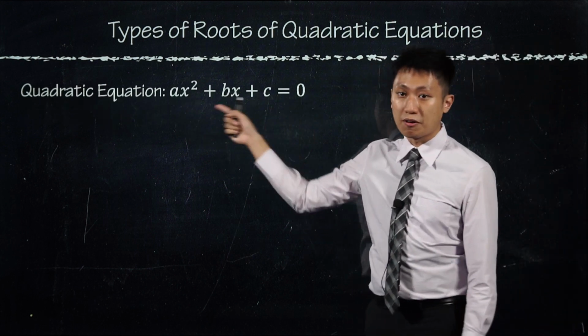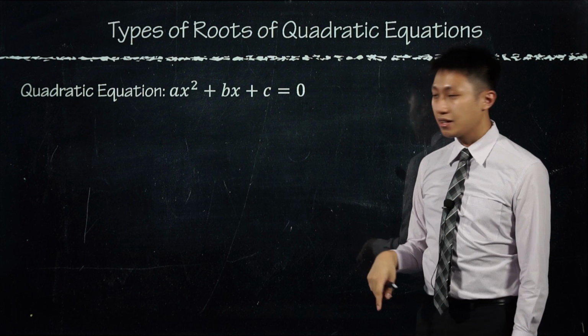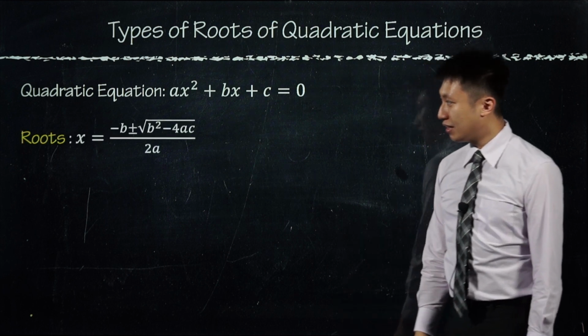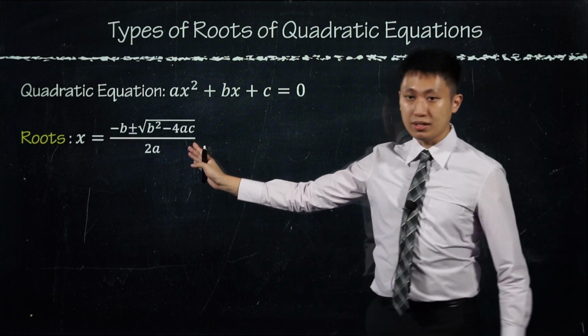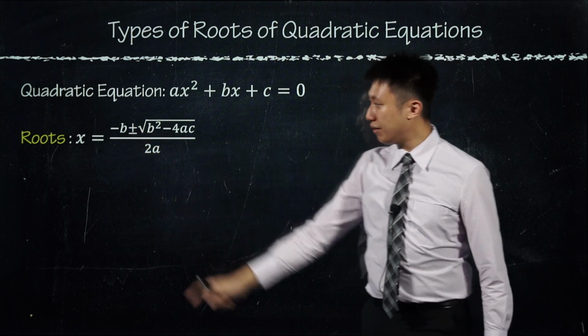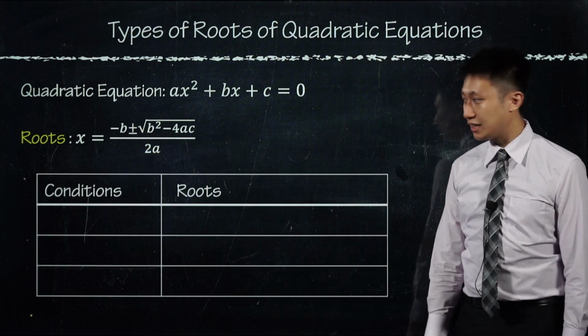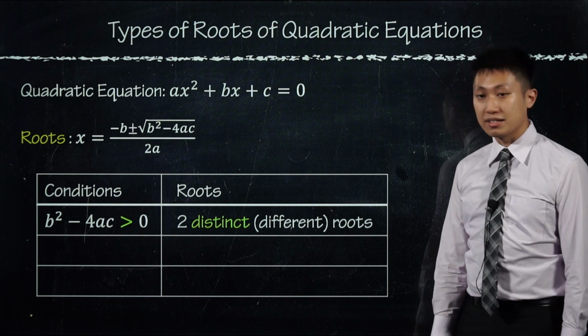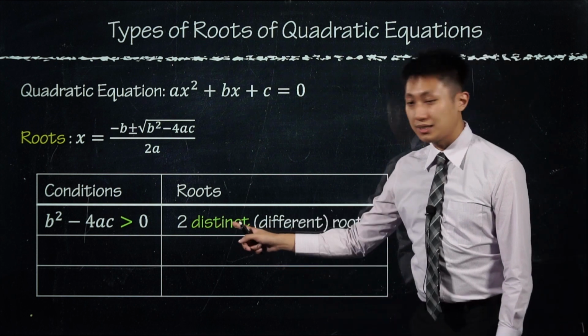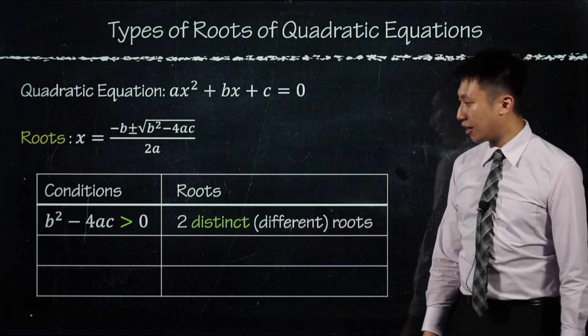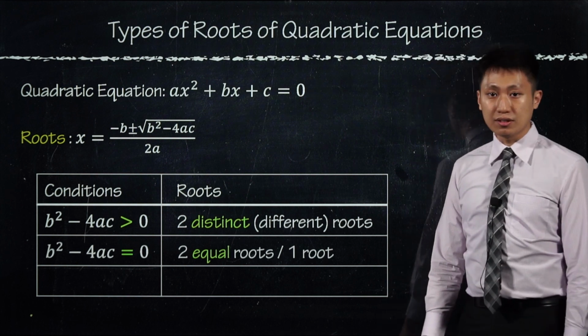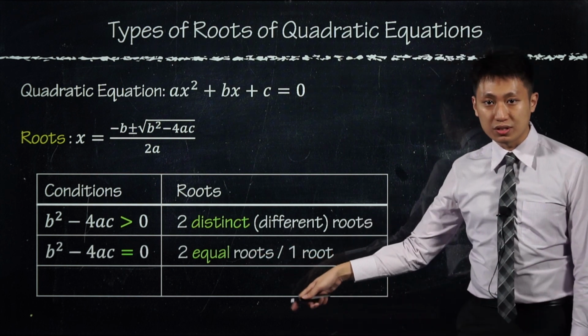Given this general form of quadratic equations, you're very familiar with this one already. The roots are this one, positive and negative. Then you have conditions here. When b squared minus 4ac is bigger than 0, you have two distinct or different roots. When b squared minus 4ac is equal to 0, then you have two equal roots.